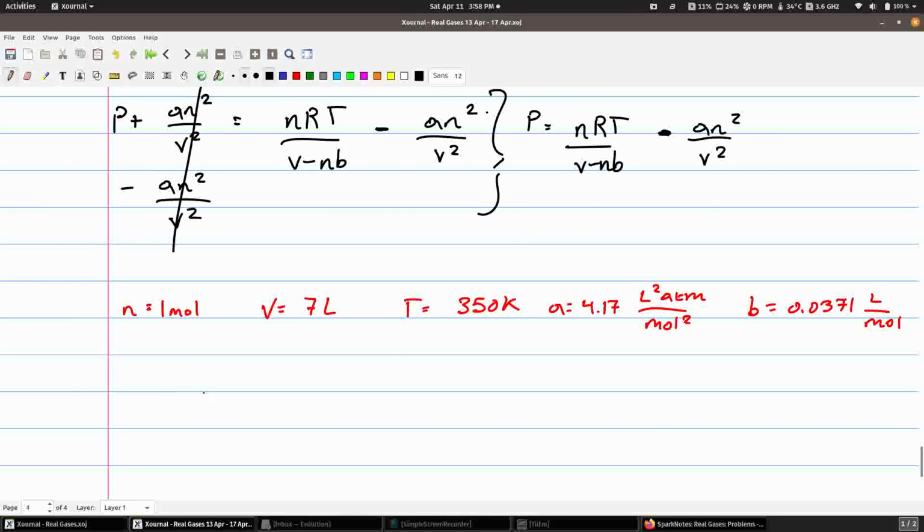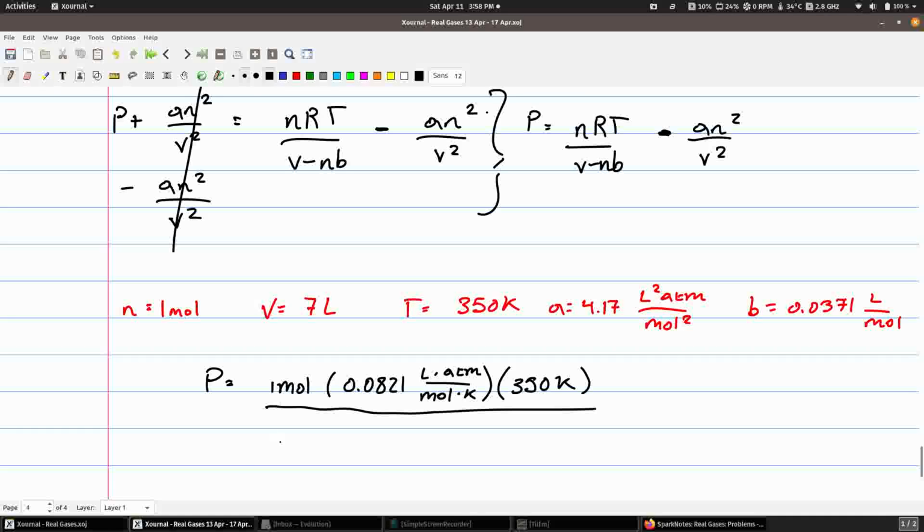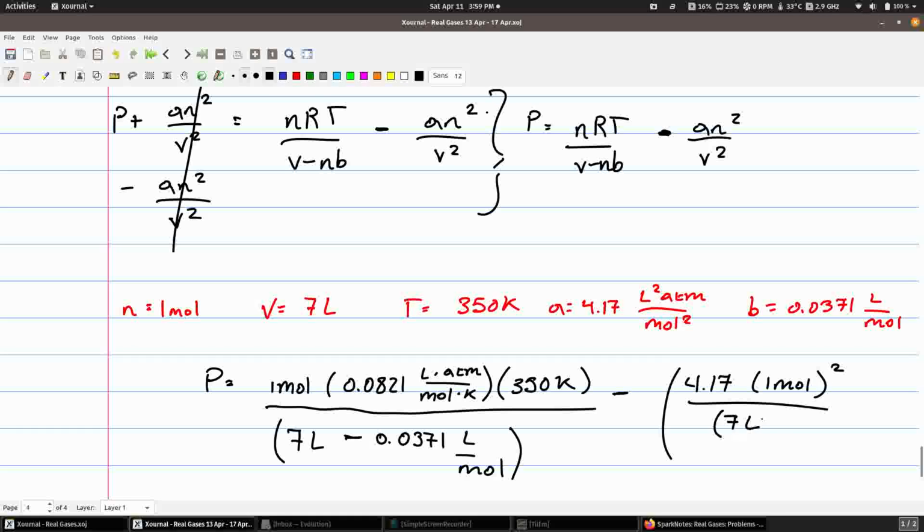Okay. So P equals 1 mole times 0.0821 liters times atmospheres over mole times Kelvin, times 350 Kelvin. And then that's divided by 7 liters minus 0.0371 liters over mole. And then this is minus 4.17 times 1 mole squared divided by 7 liters squared. Alright, so this is a lot to write out.